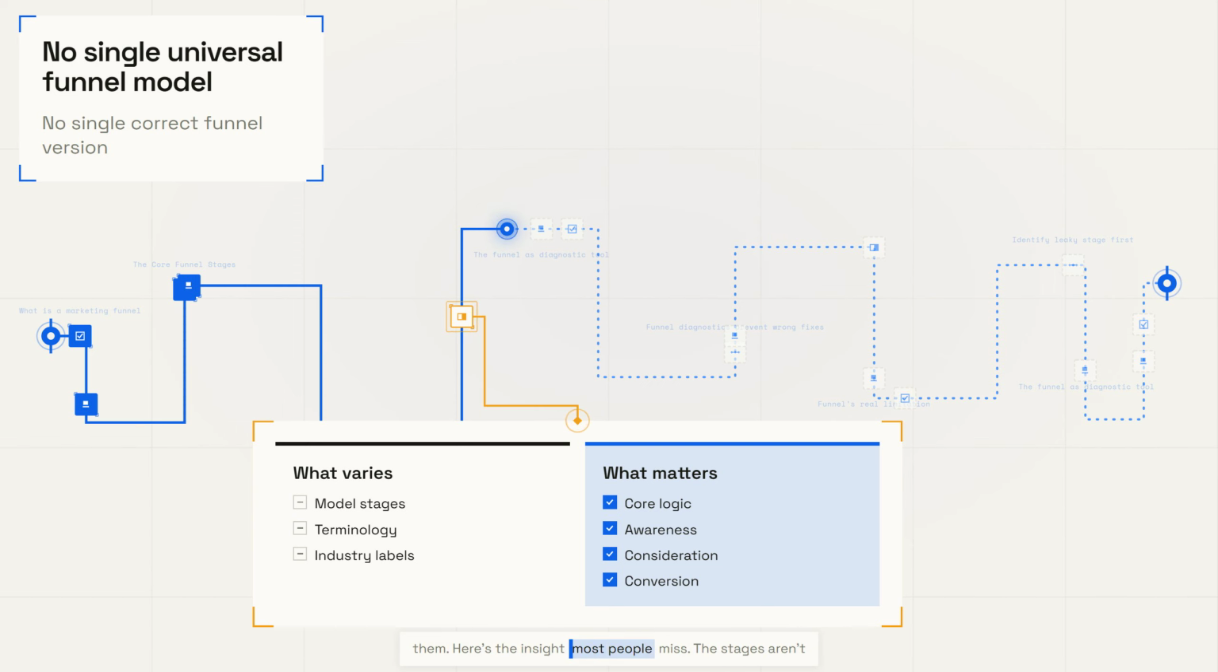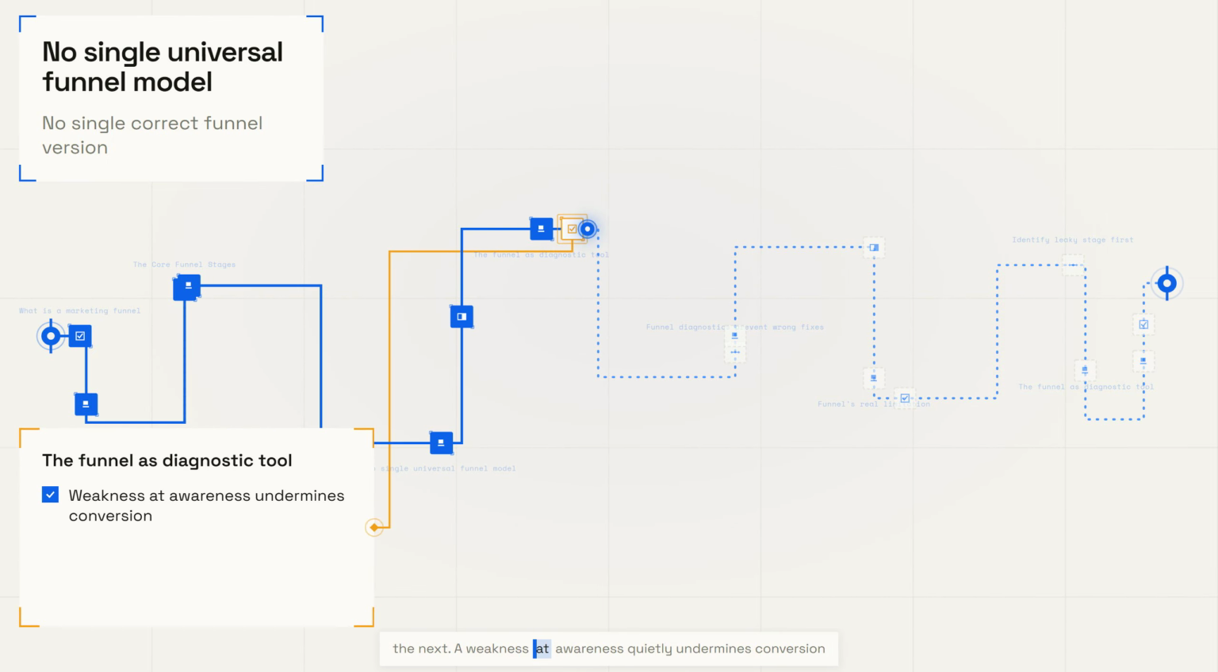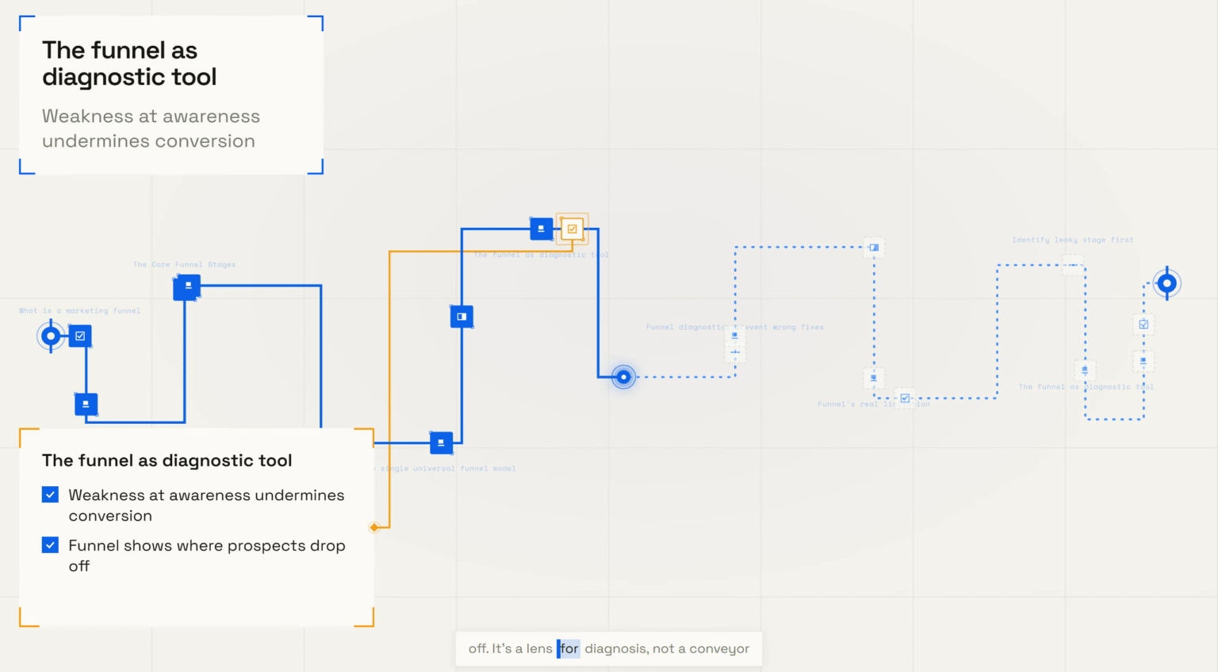Here's the insight most people miss. The stages aren't independent. Each one feeds the next. A weakness at awareness quietly undermines conversion long before you notice it. So the funnel's real job isn't to move prospects automatically, it's to show you where they're dropping off. It's a lens for diagnosis, not a conveyor belt. And that reframe matters because it changes what question you ask of it.